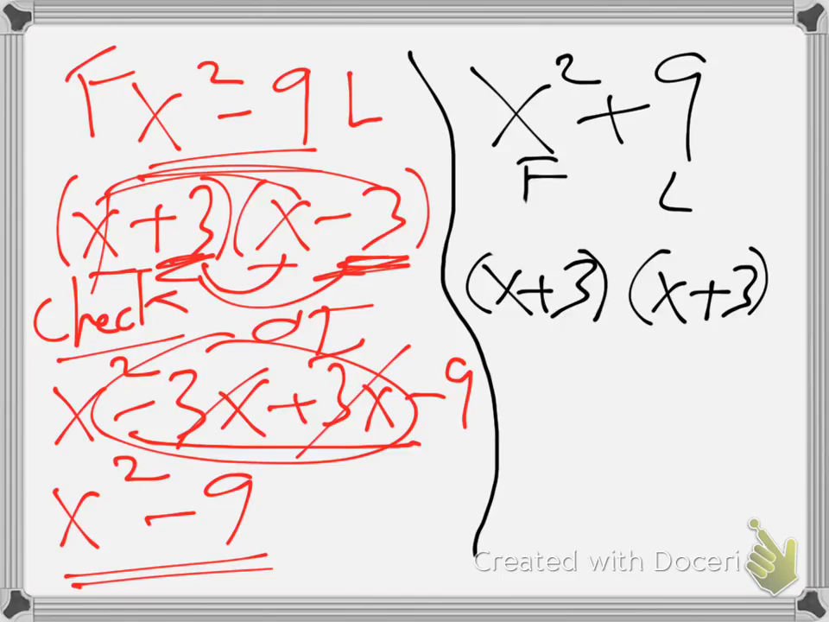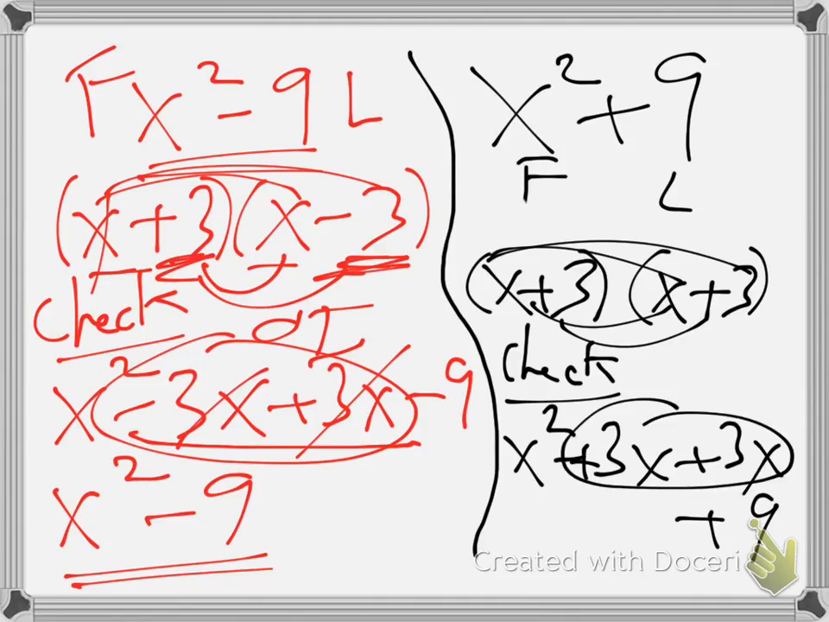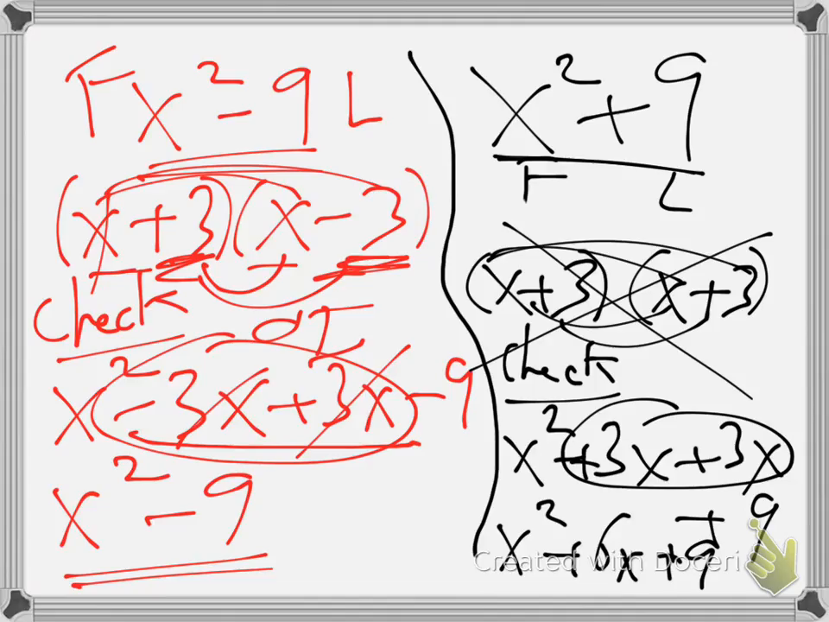The reason is, if you checked it, you would get x squared plus 3x plus 3x plus 9. The middle would not cancel. It would be x squared plus 6x plus 9, which is not what it originally was. Not right. Everybody see that? It's because the 3 and 3 make 9, yes, but they add to be 6 in the middle. This would give you a middle term of 6x, which we never had. So that's a long way to say FL only works with minus in the middle.